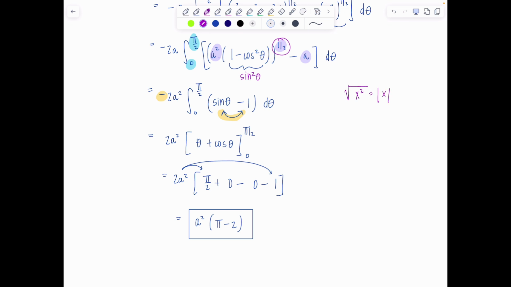How did it go from negative 2a to negative 2a squared? I took another a out. Oh, I see. Yeah. Okay.